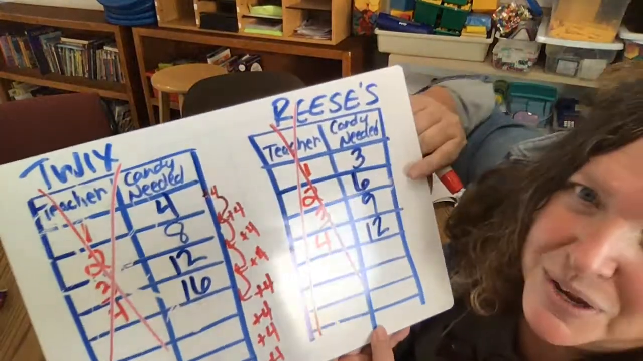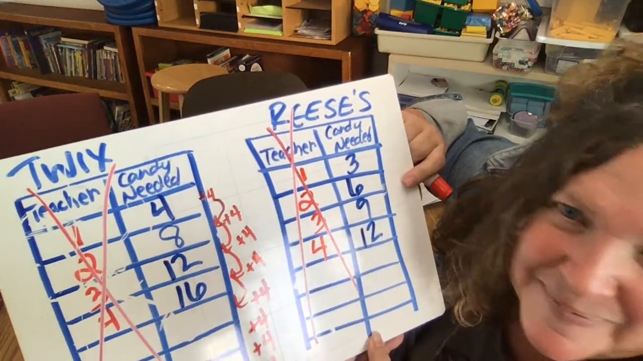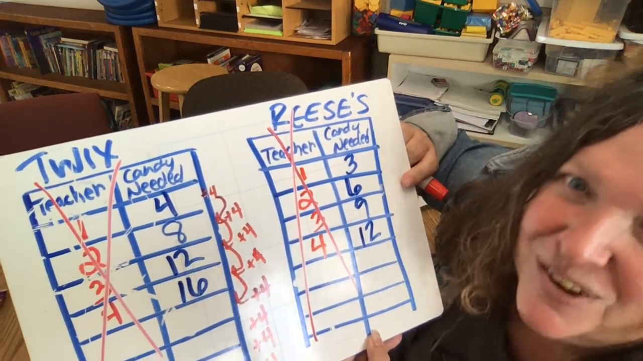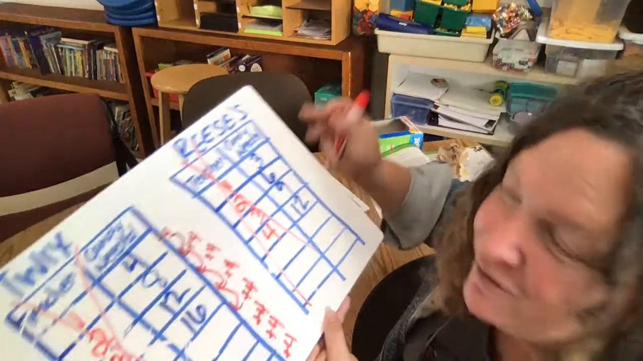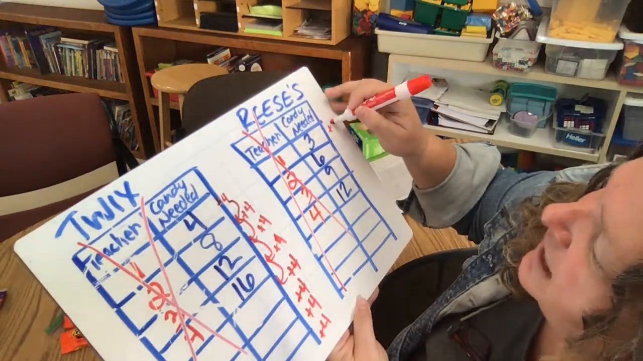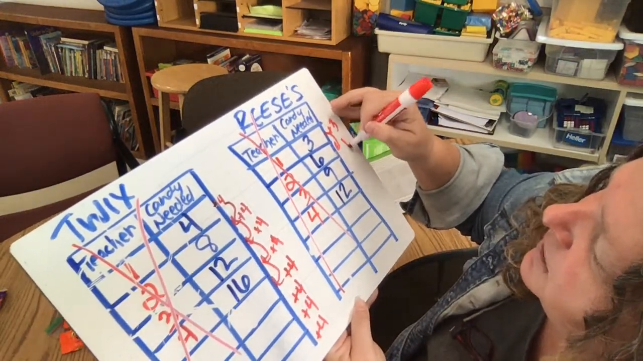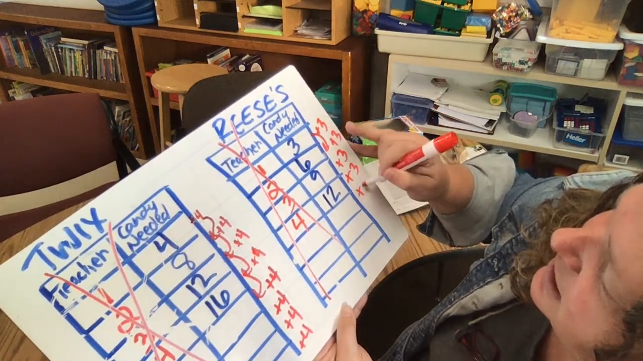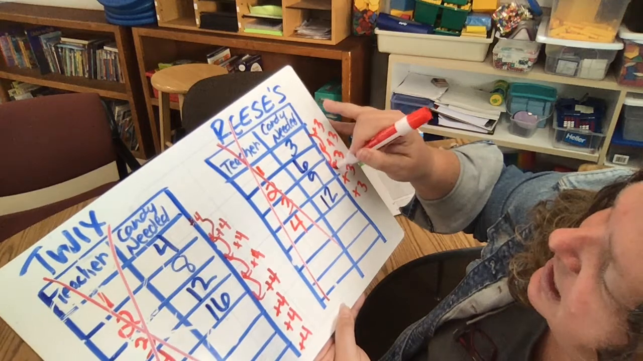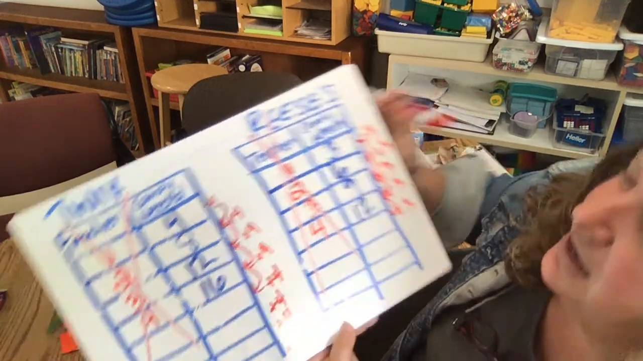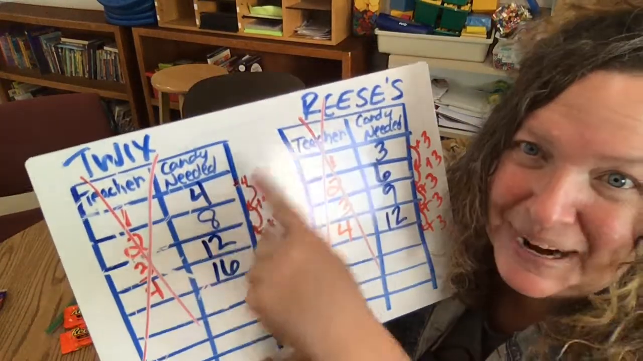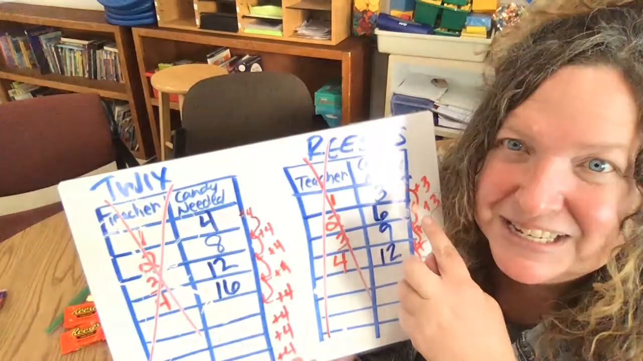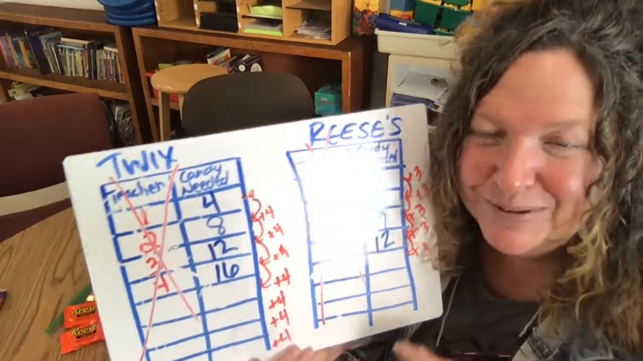But is that what we're doing over here on the Reese's? It's not. How many are we adding each time on the Reese's? 3. The unit rate for the Reese's is 3. So we add 3 each time. We add 3, we add 3, we add 3, we add 3. So we know this is a rate table because we added the same amount every time.